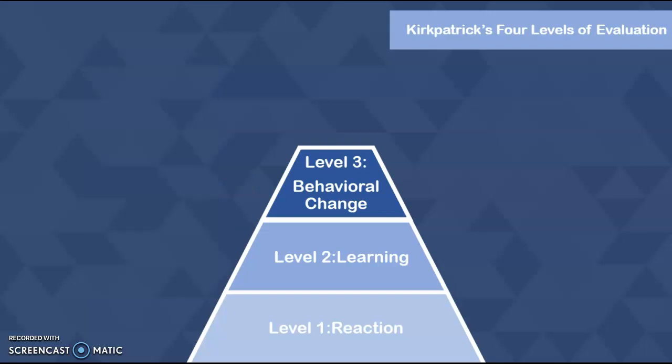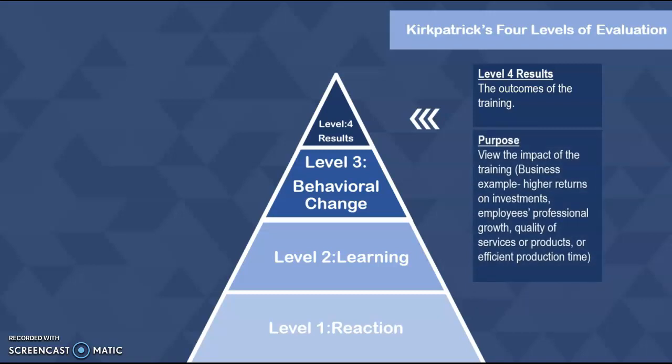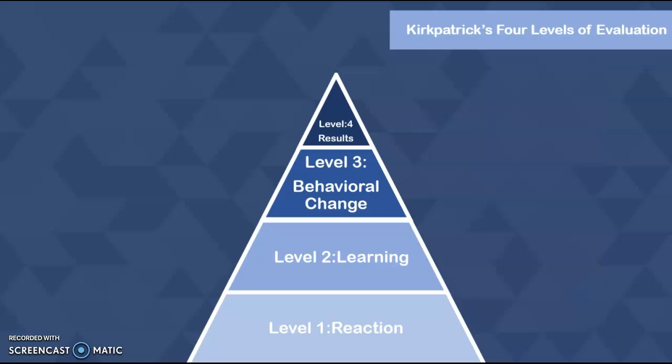The last level of evaluation is Level 4, Results. Level 4 emphasizes measurable outcomes as a result of training. Did training make a positive impact on the business, organization, or on the individual? Examples of positive impacts in the business sector include higher returns on investments, employees' professional growth, quality of services or products, or efficient production time. Tools that can be used to view results are quantitative and qualitative reports.